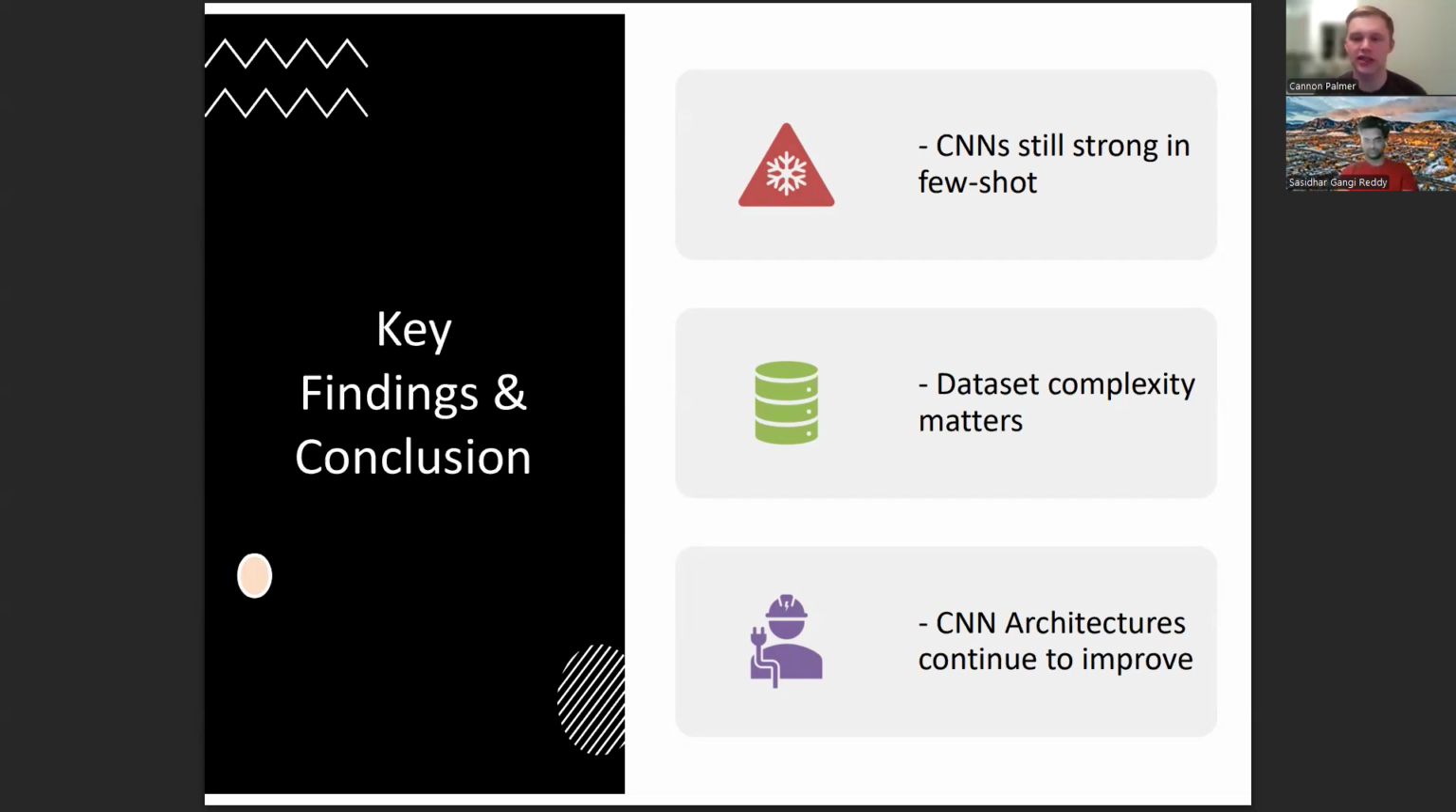Additionally, we see that CNN architectures continue to improve, as the newest model, ConvNeXt, performed much better than the older models. And modern CNNs continue to improve, though they are not well known. They're still quite effective with modern dataset challenges.